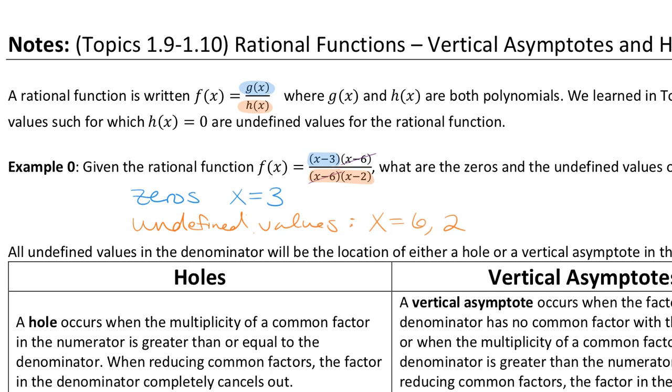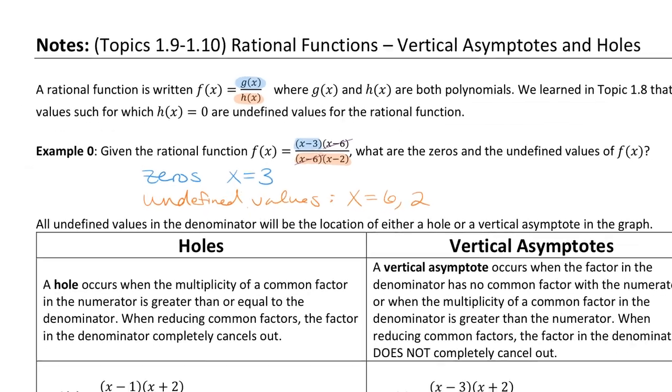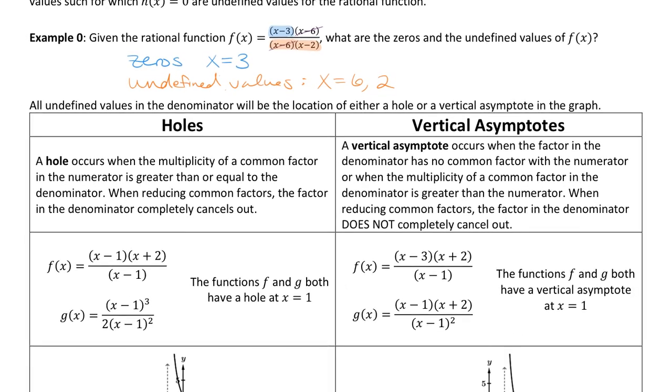Now, our job today is to think more about these undefined values and categorize them into two types. The two types of undefined values are holes in the graph and vertical asymptotes. So today, to follow my color scheme, we're going to use purple to talk about the holes in graphs, and we're going to keep using our orange to talk about these vertical asymptotes. Now, a hole is exactly what it sounds like. If we were graphing this function, there would be a hole, a break, a tiny little value that we're not allowed to use. The graph is not continuous because it has that hole.